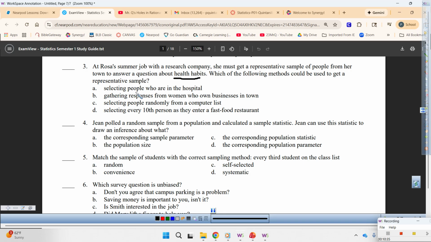So let's see. A, selecting people who are in the hospital. B, gathering responses from women who own businesses in town. C, selecting people at random from a computer list. Or D, selecting every 10th person as they enter a fast food restaurant. Talk to your neighbor, let them know what is the answer and why do you say that.